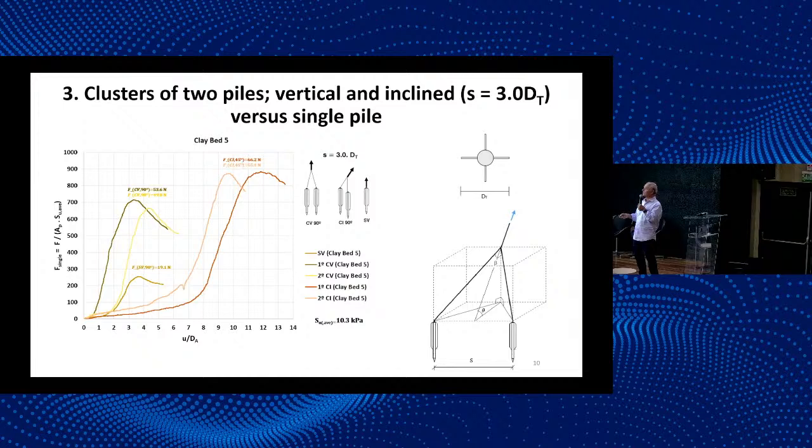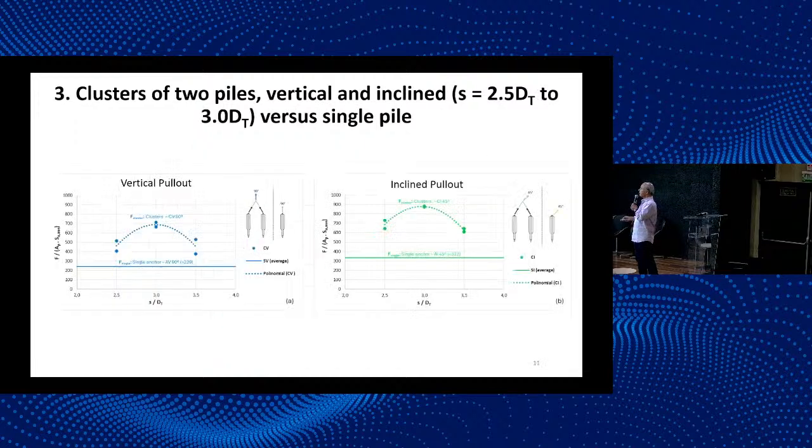At 45 degrees, similar results, isn't it? Normalized force increases, and displacement also increases. So you have done three spacings: 2.5, 3, and 3.5. Okay. Now we compare the vertical cluster with single piles here. So you see 2.5, 3, and 3.5, and you do the same for inclined pull-out.